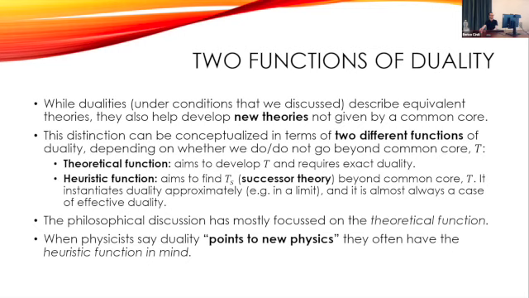I will give some examples in a minute. I would say that the philosophical discussion of dualities has mostly focused on the former, the theoretical function, because philosophers have been interested in things like empirical equivalence and theoretical equivalence, for which we use the theoretical function. But when physicists say that duality points to new physics, then they often, I claim, and I hope to substantiate that in the examples, have this heuristic function in mind.